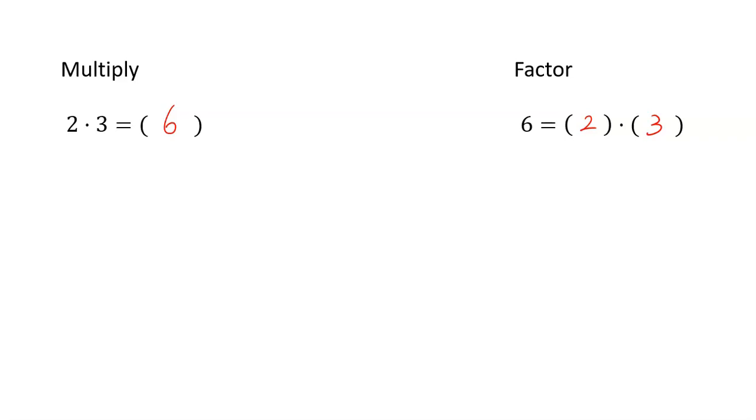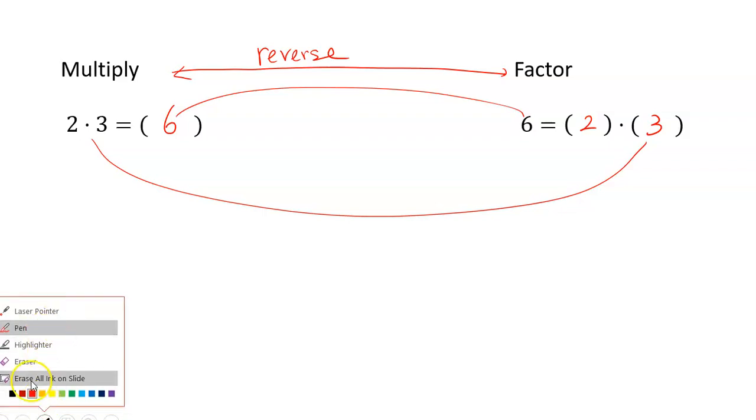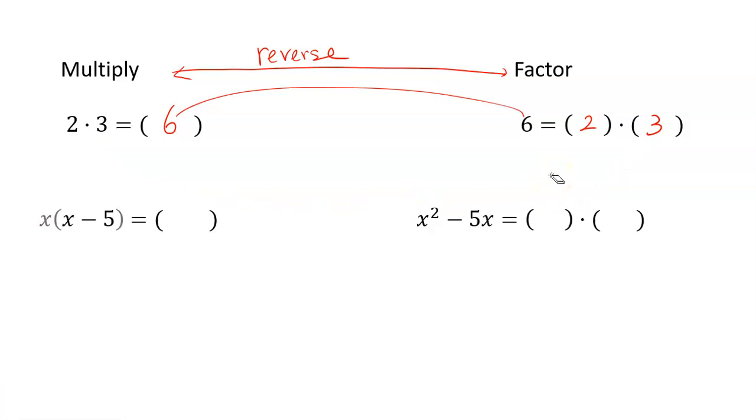As you can see, these two types of problems reverse each other. The answer of a multiplication problem is the problem of a factoring, and the problem of a multiplication is actually the answer. As you can see, the answers and the questions are switched. And so factoring problems, which we did before, are asking us to break down a number. Now we're going to see how to break down an expression.